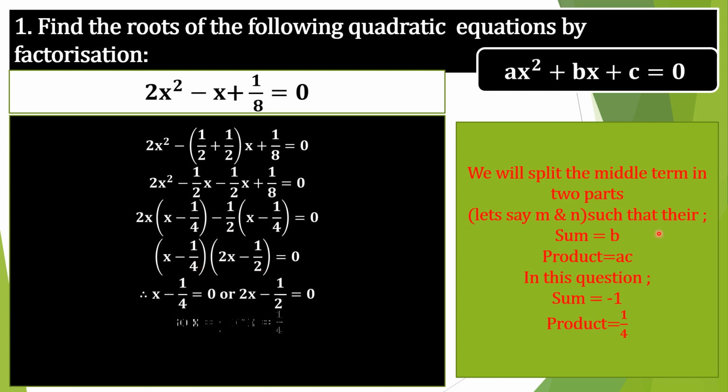Either of them should be equal to 0, which will give us the value of x as 1 upon 4, 1 upon 4. They are the same value, which means coincident roots are there for x. x is equal to 1 upon 4.